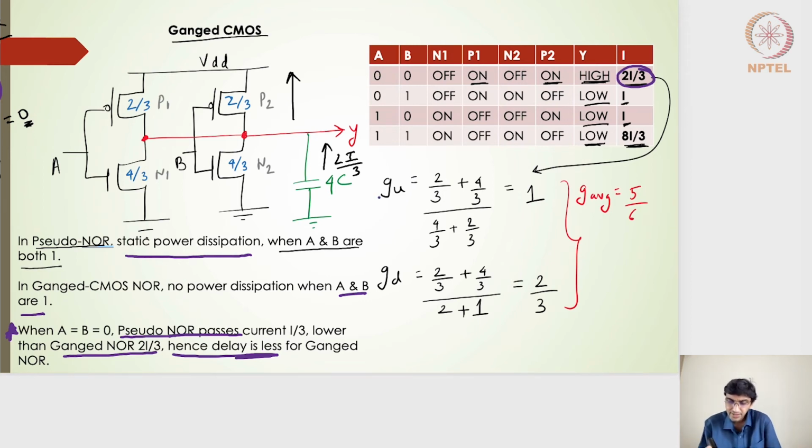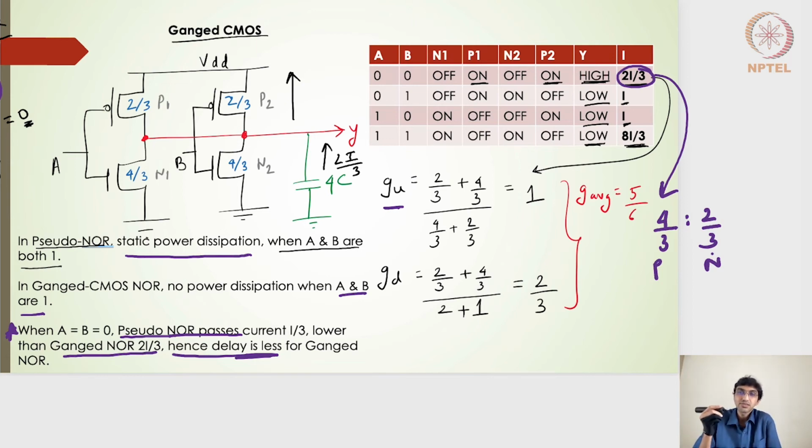So let's take a look at the logical efforts here. For the inputs, because each is tied to both PMOS and NMOS side, I will get the capacitance from the PMOS as well as from the NMOS. So 2 by 3 plus 4 by 3 will be the total capacitance. And especially the rising output sees a current of 2I by 3. So that means my benchmark inverter should be of size 4 by 3 and 2 by 3. So 4 by 3 on the PMOS side and 2 by 3 on the NMOS side, so that I'll get a current of 2I by 3 on the PMOS side and 2I by 3 on the NMOS side, right? This will be the benchmark inverter. So I'm going to write it as the benchmark.